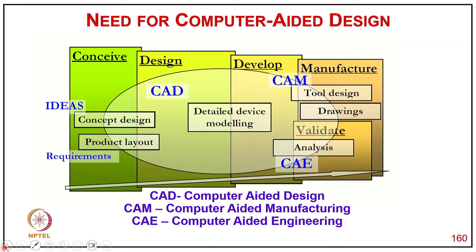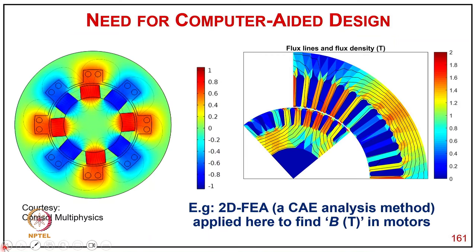Here we use the computer for different parts, starting from idea and requirement for product layout and concept design, then followed by computer design, then design modeling, typically developed with computer aided manufacturing, tool design, drawing, validation, analysis, and of course computer aided engineering finally. So this is really the part of the computer design of electrical machines, and this is of course where you need the computer.